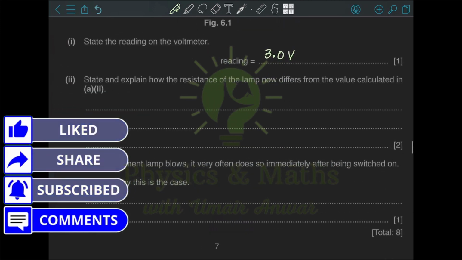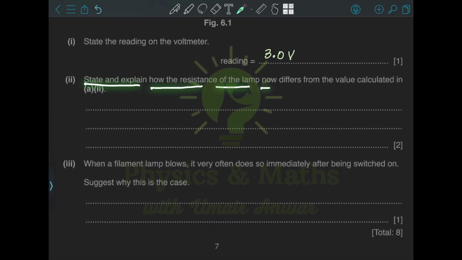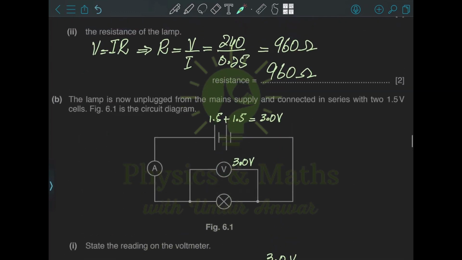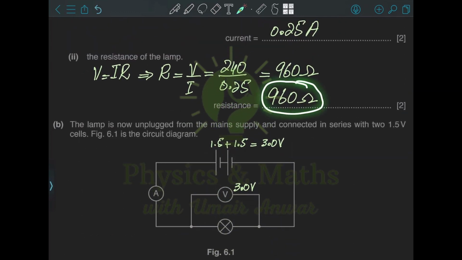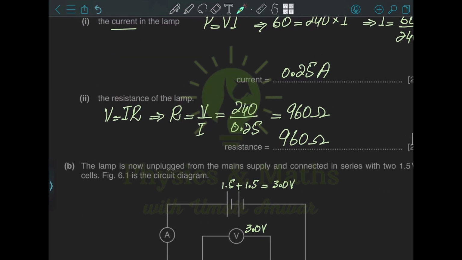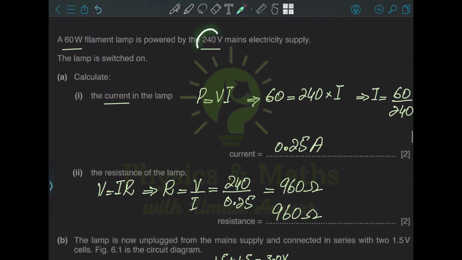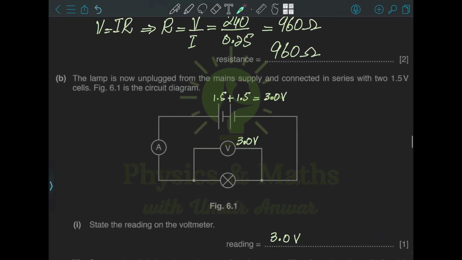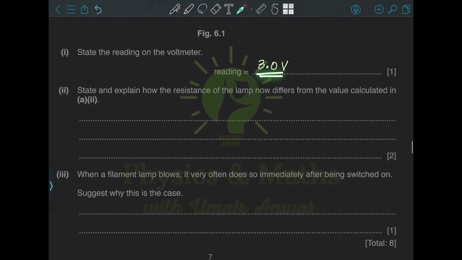The next part reads, state and explain how the resistance of the lamp now differs from the value calculated in part A2. So in the previous part, we calculated the value of resistance as 960 ohms when it was connected to a voltage of 240 volts and a current of 0.25 amperes was flowing through it. Now it is connected to a voltage of 3 volts, and by connecting to a lower value of voltage, we have to find how the resistance of the lamp has changed now.